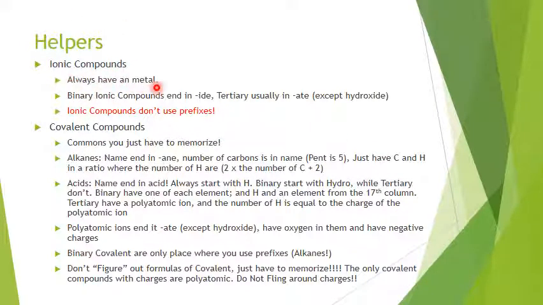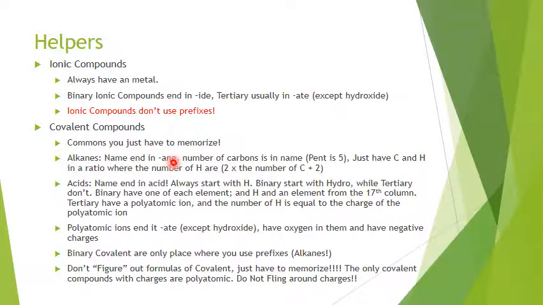So, okay, some helping things. If you have ionic compounds, they'll always have a metal. Okay, and remember the metals will be in the first 2 columns or those 6. So we have to memorize that. Binaries will end in "ide", and tertiaries will end in "ate", except for hydroxide. They will not use prefixes in their names. You have to figure their formulas out. You can't memorize them.